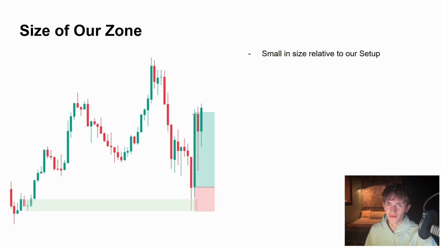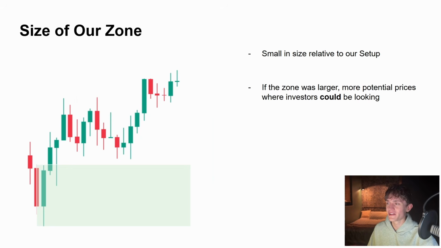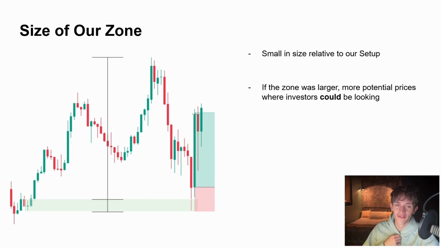As we can see here, seeing a zone that is smaller in size in proportion to our setup is going to be great. If I marked out our entire setup, we can see that our zone is super small. Now, if we were to quickly go to a larger zone, we can see that there are a lot more potential prices where investors could be looking. We know that investors want to get in at some point here, but we really just don't know where. And if we were to compare it to our previous zone, it's like 4 times bigger.